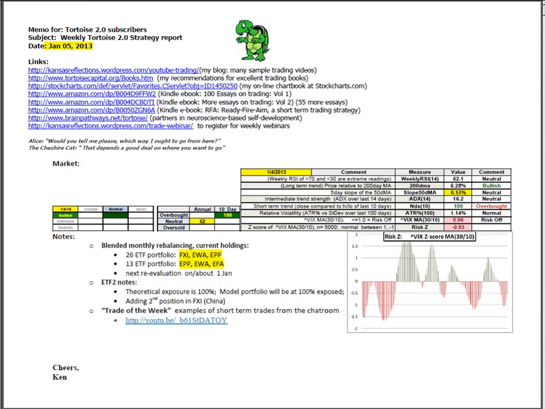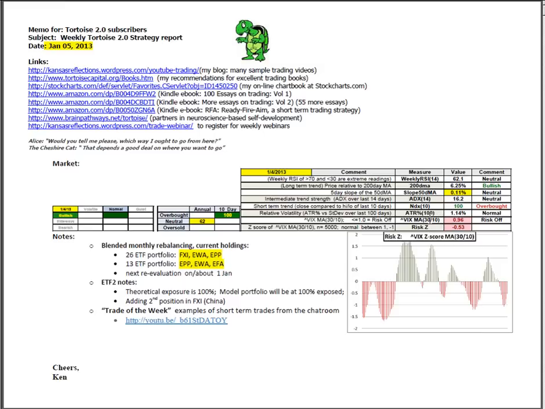Slope of the 50-day moving average has improved to a positive 0.11, and that's favorable, although that's coded as yellow neutral. We like it when the slope of the 50 is above zero. ADX 14 is improved to 16.2. ATR percentage has raised to 1.14%, still at the high end of normal.